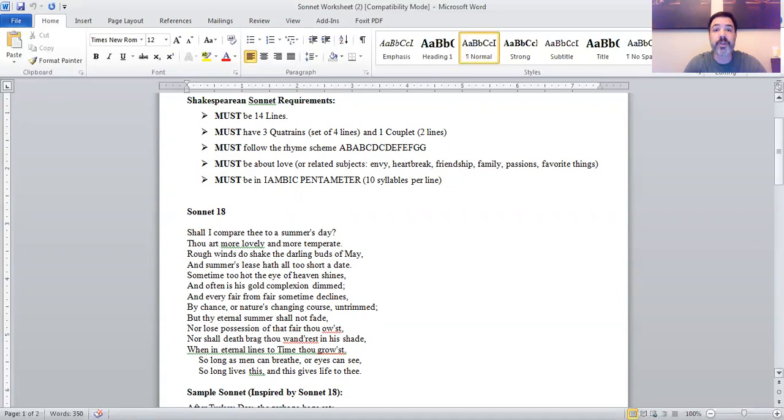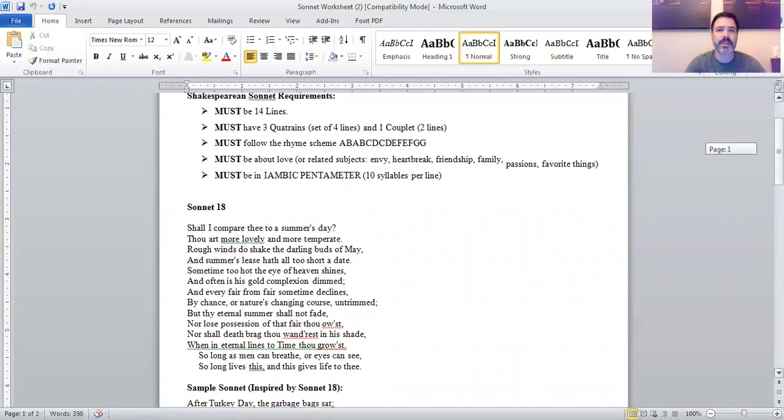Well, what if mine's only 9 syllables? Well, it's wrong. Well, what if one line has 11 syllables? Well, then that one line is wrong. It's a challenge to do it. That's the point, right? To write something beautiful, to write something unique within these parameters. It is a challenge, but I think you can do it.